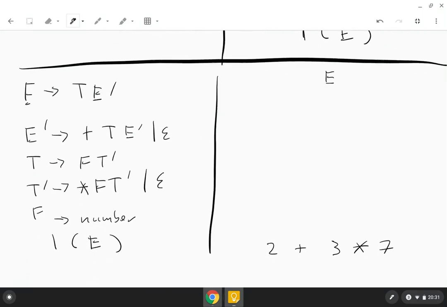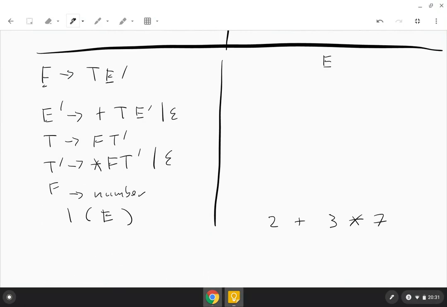What production do we apply for E? Well, there's only one production, so let's apply that: T E prime. Now this is where it gets a little bit more tricky.